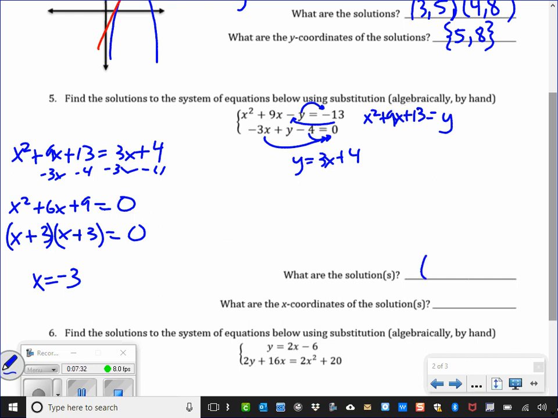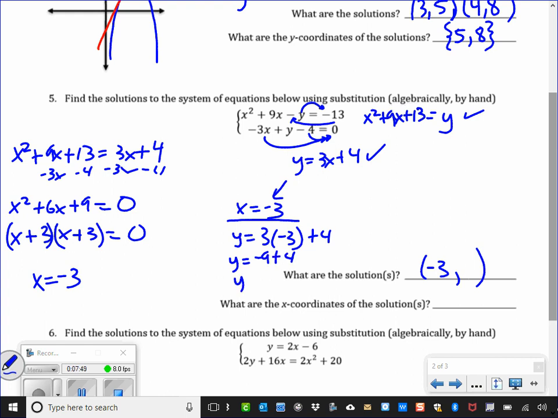So negative 3. And so I have to go back to either of these problems and plug in negative 3. So I'm going to use this one. So when x is negative 3, the y is 3 times negative 3 plus 4. So my y value is negative 9 plus 4. So my y is negative 5. So it says, what are the x-coordinates of the solution? I would say negative 3.